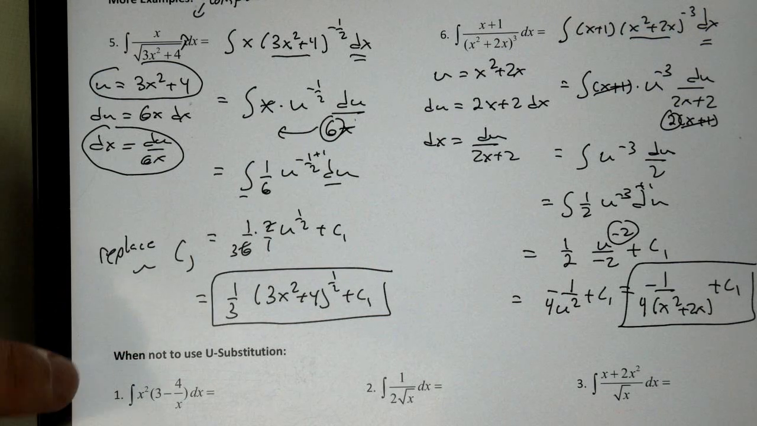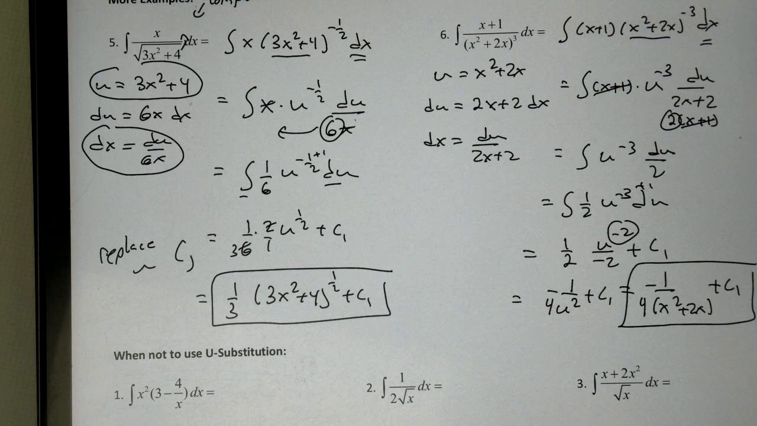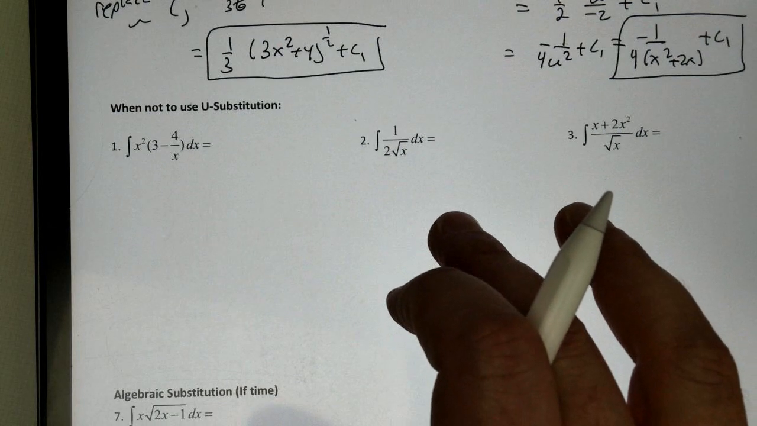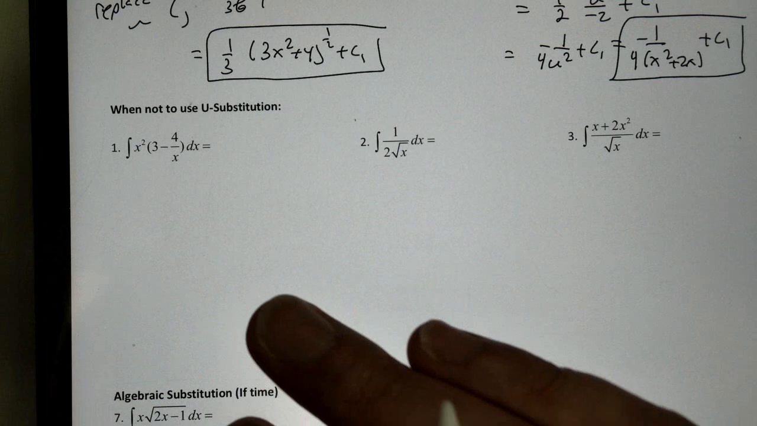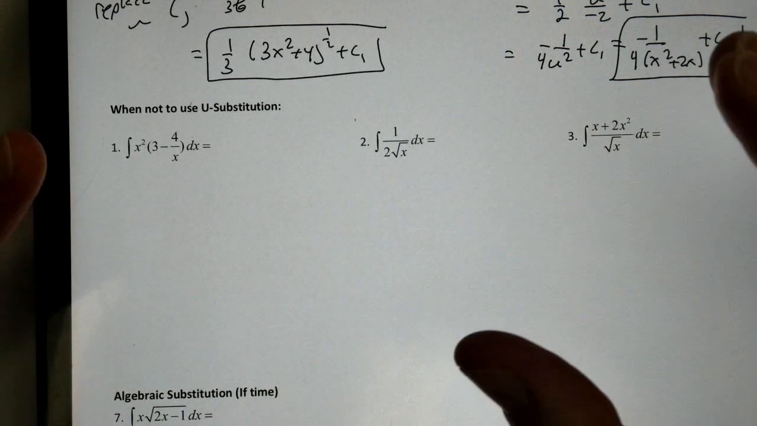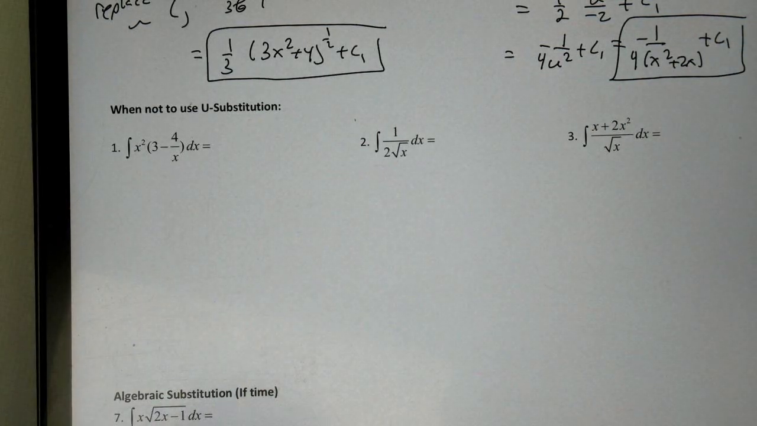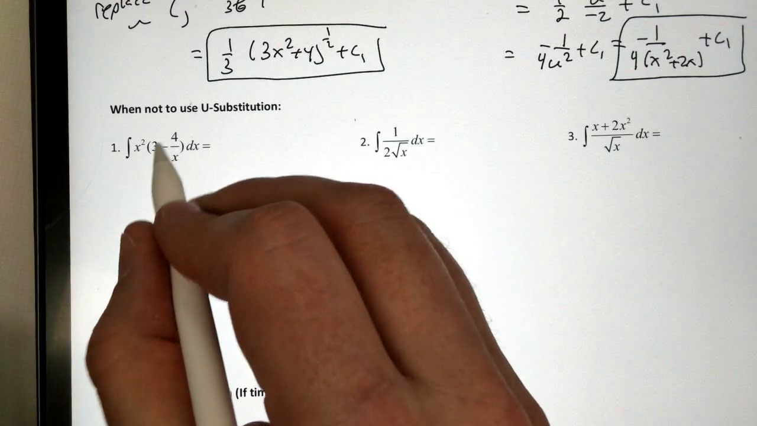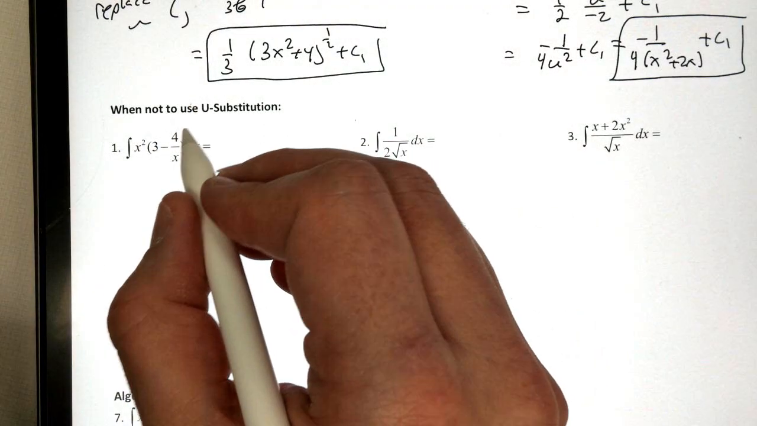All right. So that's U substitution. So now people always think, man, everything is U substitution. And the answer is no. No. The answer is not everything's U substitution. Even though this looks like it's a composite function, there's no power here.